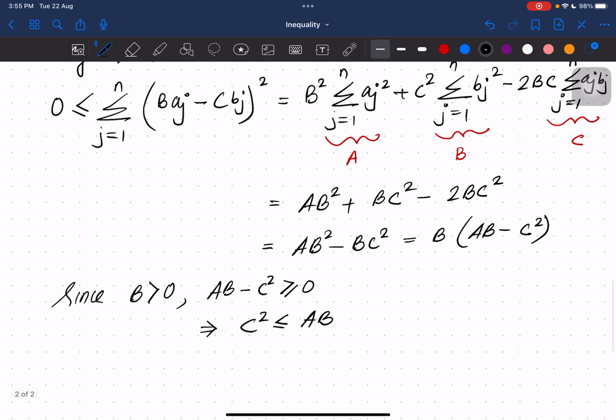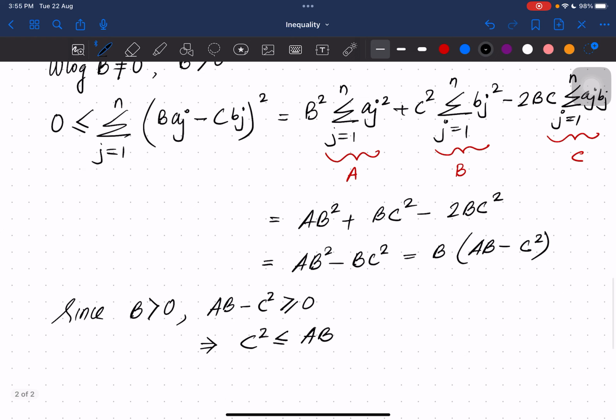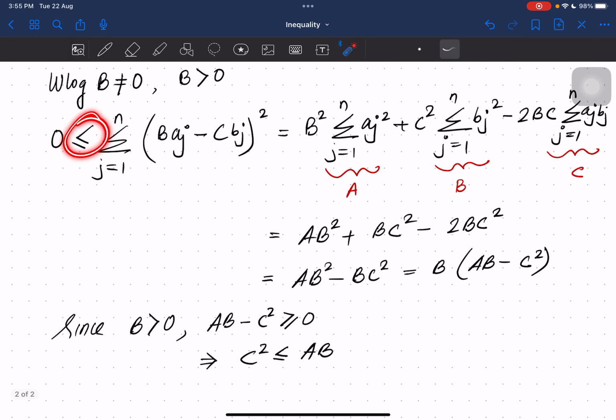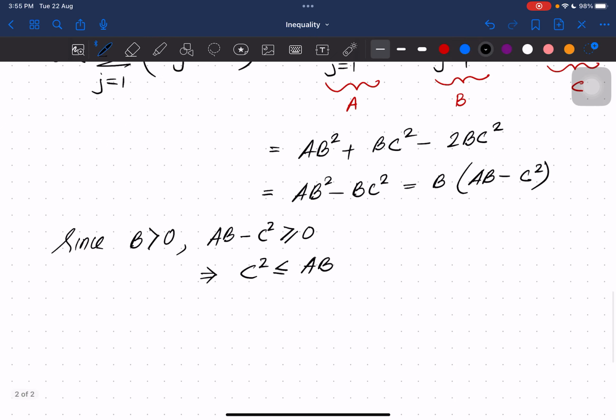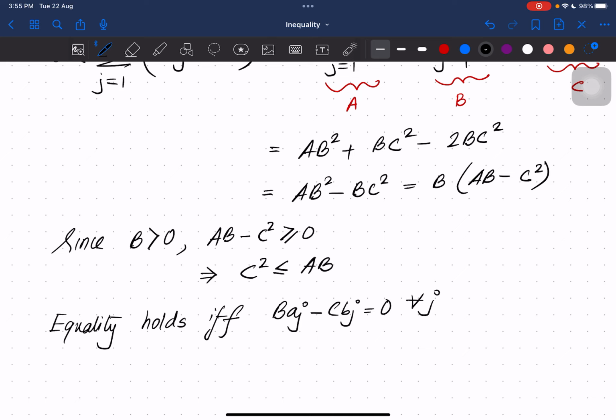Now the thing is, when will equality hold? The equality will hold when this part is equal to 0, and that means that individually each term inside the bracket has to be 0. So equality holds if and only if B a_j minus C b_j is 0 for all j.